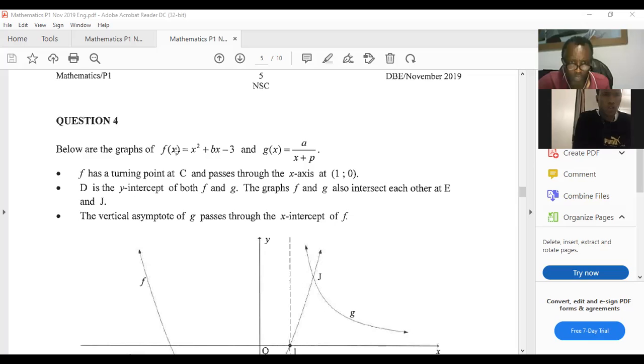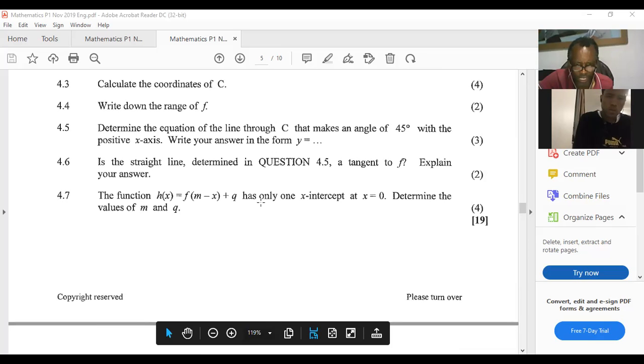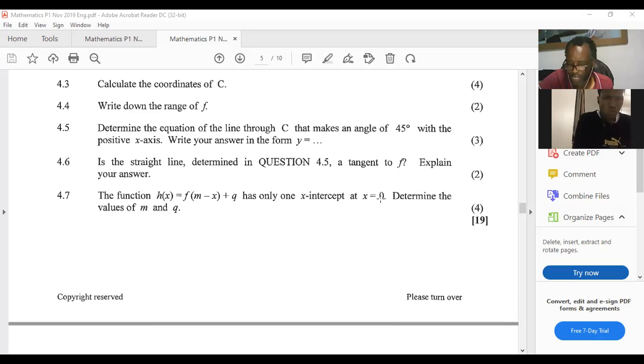Now you are going to substitute f at m minus x into f at x. Look at m minus x, and then plus q. That will be the new function. The point is that the function has only one x intercept at x is equal to zero.